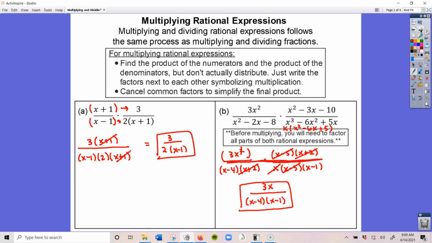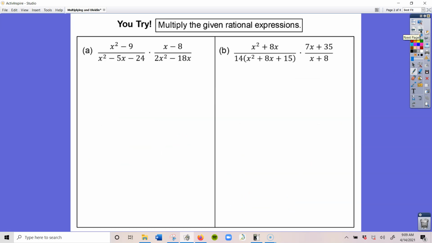Let's try a couple more. We have here x squared minus 9 over x squared minus 5x minus 24 times x minus 8 over 2x squared minus 18x. So let's factor everything. X squared minus 9 is a difference of squares, so that can be factored to x plus 3, x minus 3.